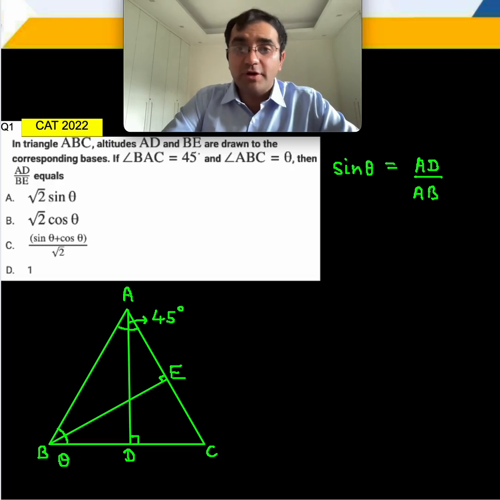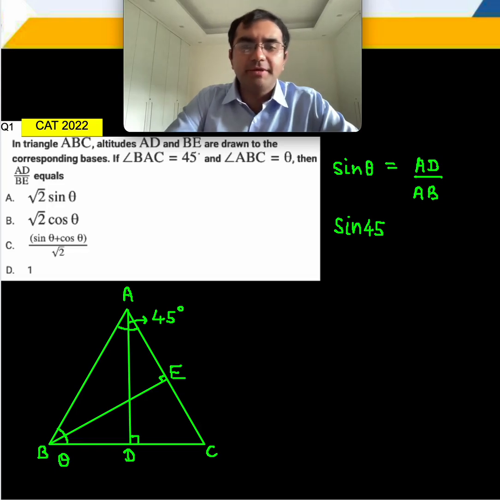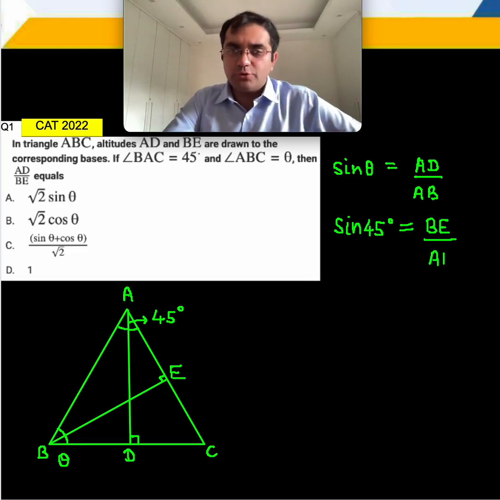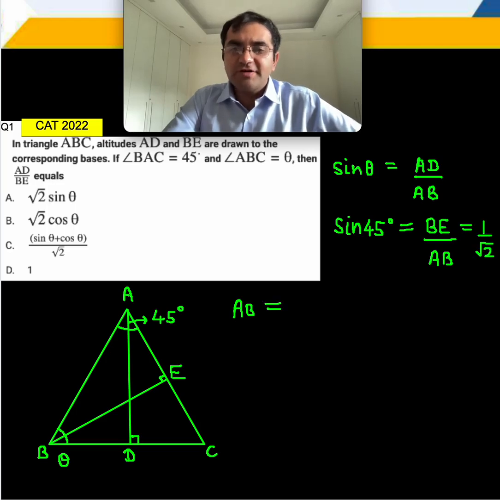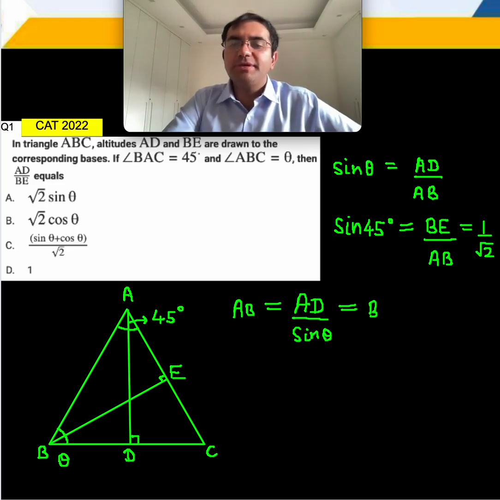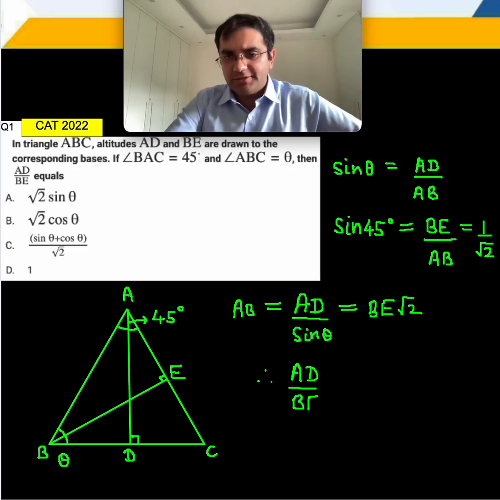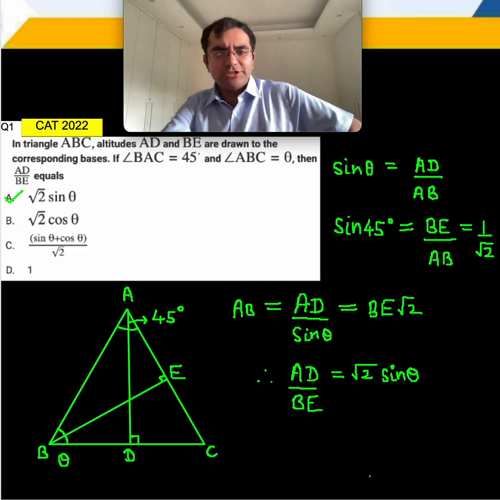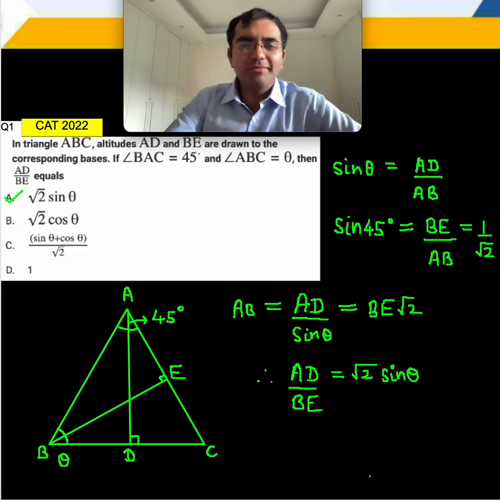ठीक है, now we'll use that 45 for BE, so we'll take sin 45. Sin 45 will become सामने वाला side perpendicular BE opposite AB, BE upon AB. ठीक है, and sin 45 is of course 1 upon root 2. AB को equate कर देते हैं, so AB is equal to first equation से AD upon sin theta and second equation से AB is equal to BE root 2. So therefore आपका AD upon BE turns out to be root 2 sin theta. The answer is A part. Not a very difficult question for sure, but well, exam में दिमाग चला तो चला.